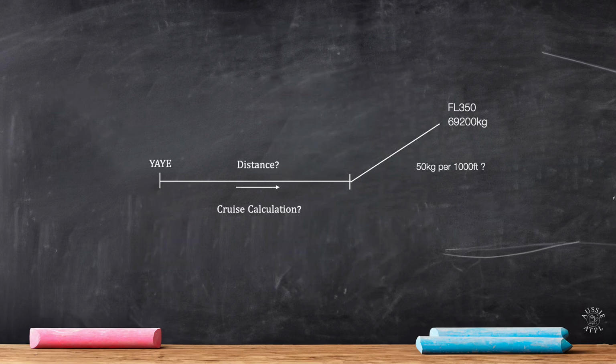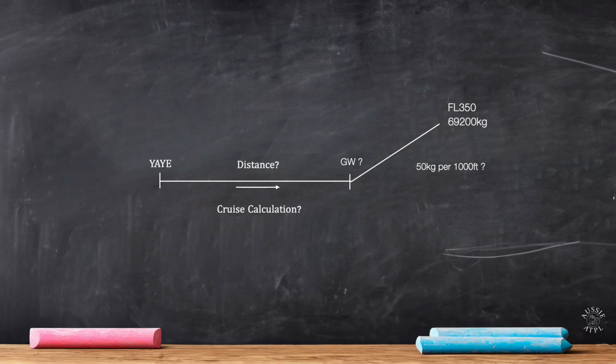Now that we've found that we're going to be climbing to flight level 350 and we have a gross weight thrust limit of 69,200 kilos, we can now find our start of climb gross weight. This is the gross weight that we need to decrease down to be able to start the climb up to flight level 350. To find this weight, we take our 4,000 foot difference between flight level 310 and 350.